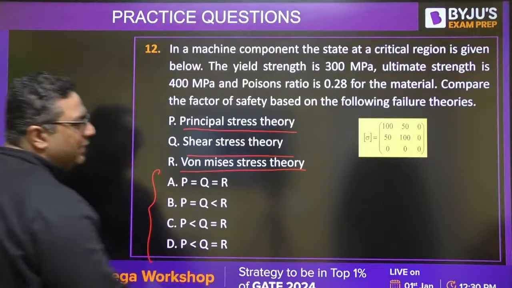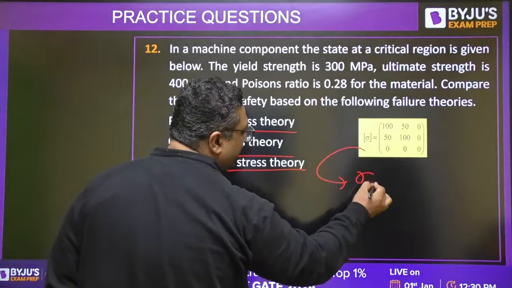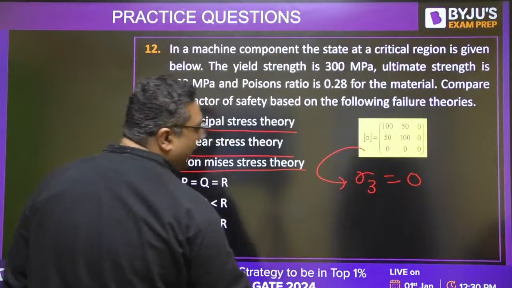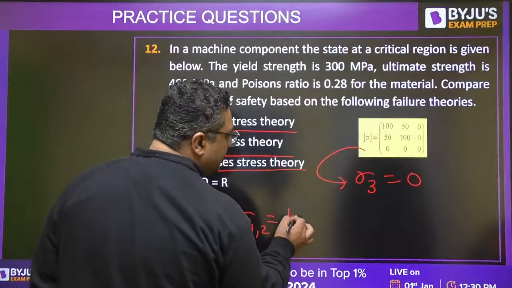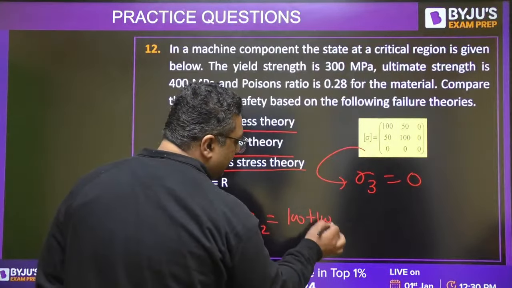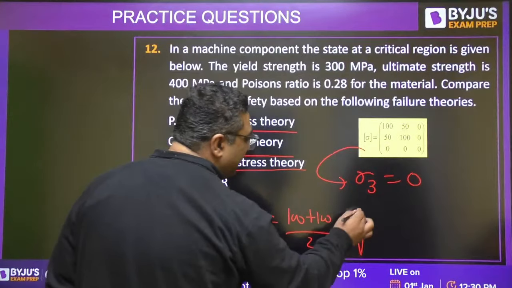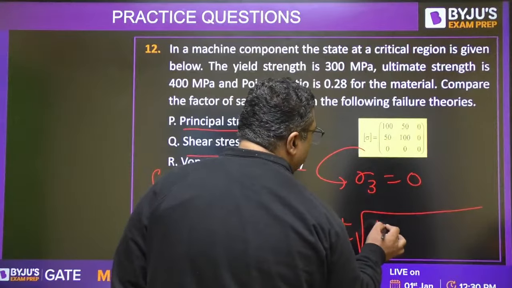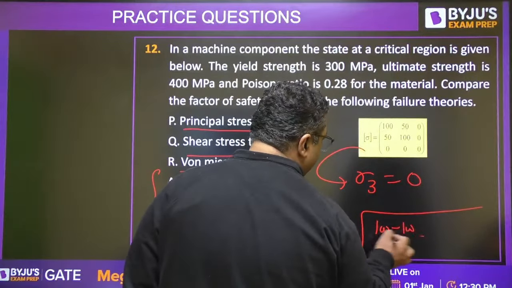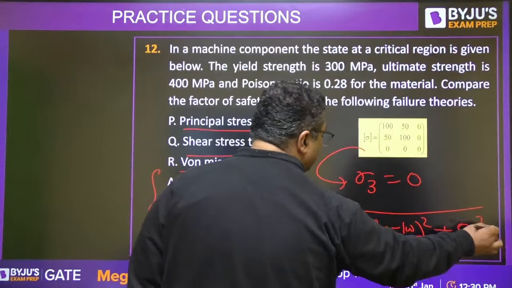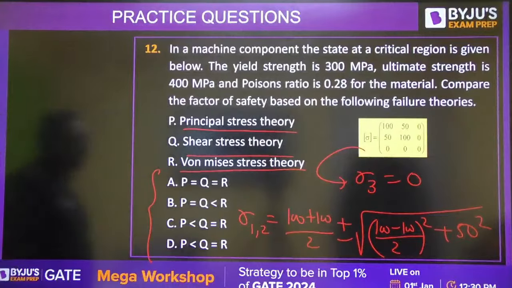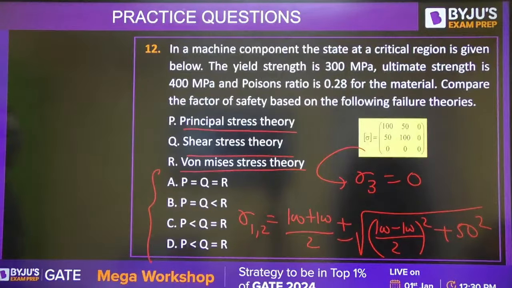So for this, by looking at the tensor, you can say sigma 3 is 0, and sigma 1 comma 2 you can find out with the formula: (sigma xx plus sigma yy)/2 plus minus square root of ((sigma xx minus sigma yy)/2) squared plus tau xy squared. So solve this and then tell me what would be the answer.